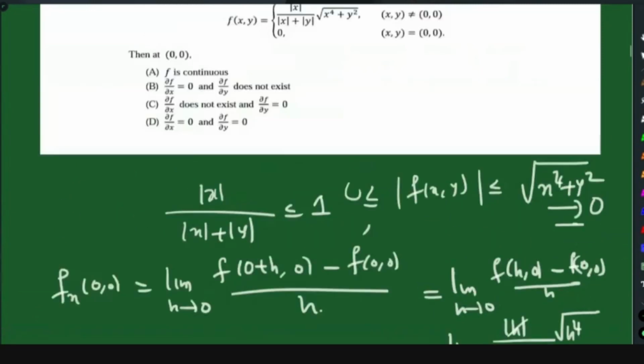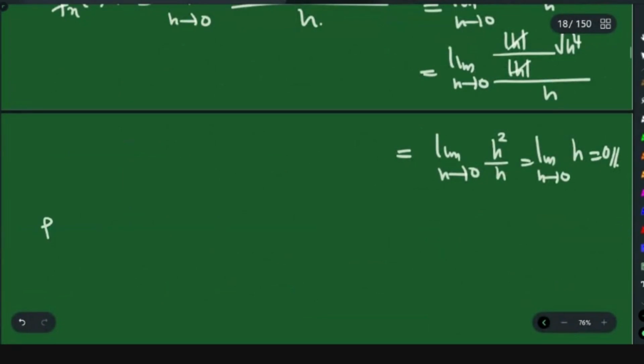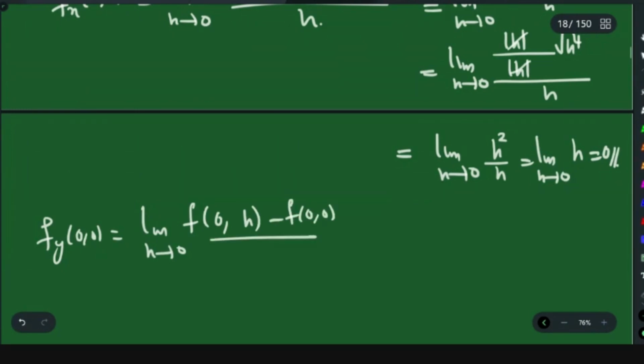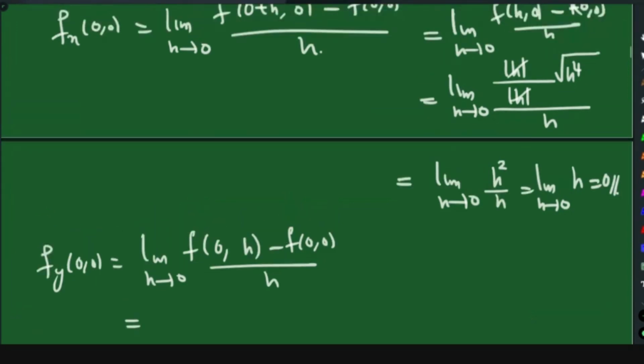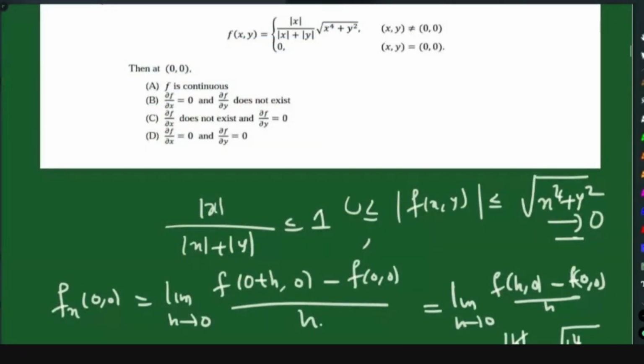So what about fy at (0, 0)? Can you find it? In a similar way you can find fy at (0, 0). That is limit h tends to 0 of f(0, 0 plus h), that is f(0, h), minus f(0, 0), divided by h. Only the increment in the y component. So you have to substitute (0, h). What is your function? |x| divided by (|x| plus |y|), right? Once you give x equal to 0, the numerator becomes 0, so the entire thing becomes 0, right?